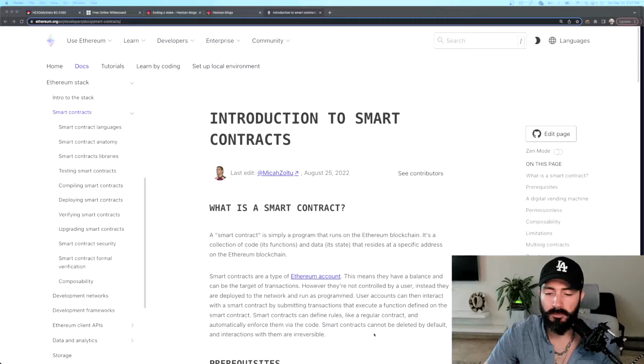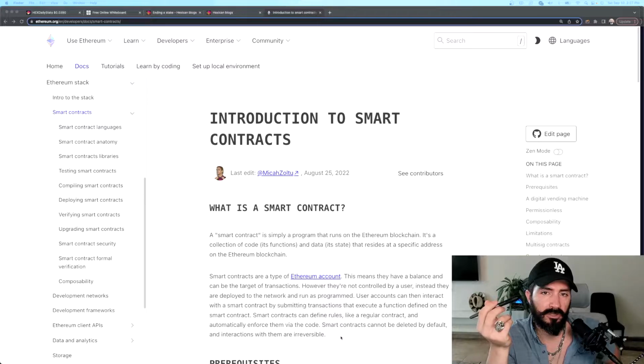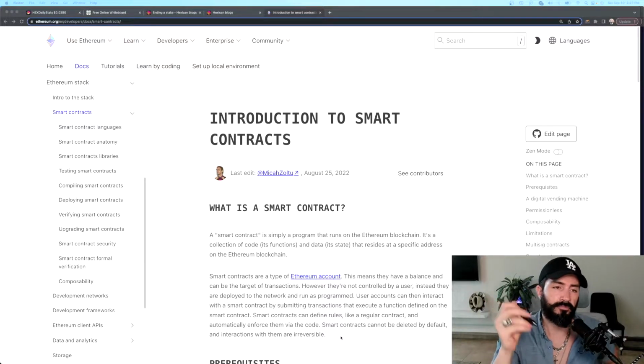Smart contracts cannot be deleted by default, and interactions with them are irreversible. That's really cool. The cool thing about a smart contract is that, like it said, it defines the rules like a regular contract, and it also enforces them, unlike a regular contract. And this is exactly the part that allows the Truth Engine to exist. The Truth Engine is basically a smart contract.